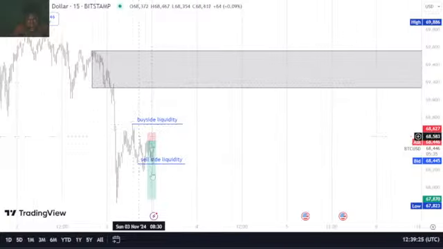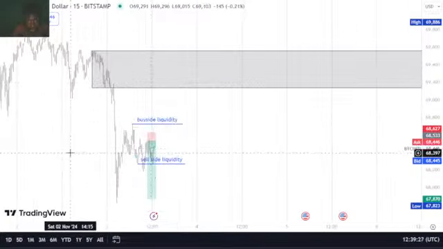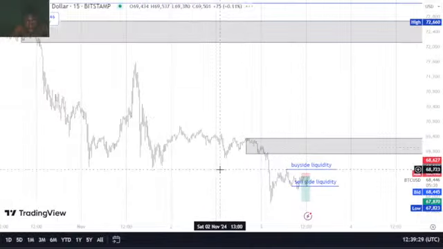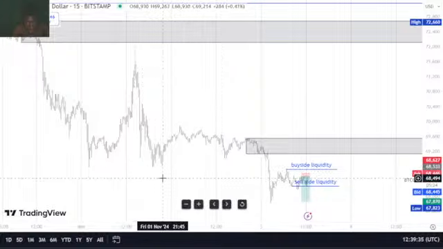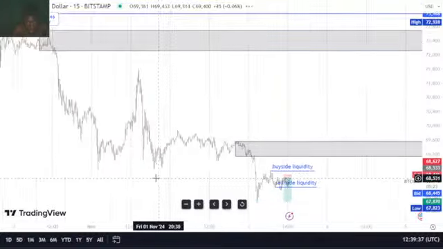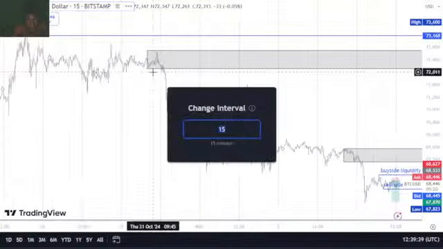So price started consolidating. You know why? It's consolidating on this level. As you can see, it's consolidating on that level. Let's go to the daily time frame so that we can see it well.